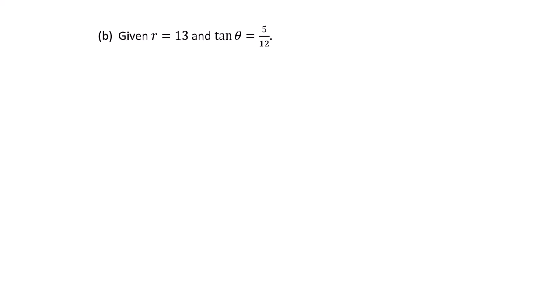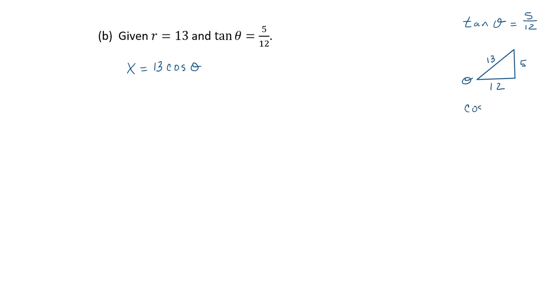Now let's find the rectangular form of the complex number with r equal to 13 and tangent of theta equaling 5/12. So I know again that my x is r cosine theta. R is 13, but I don't know what my theta is. Now, tangent of theta is 5/12. So using some right triangle trig, if this is theta, then the opposite over adjacent is 5 over 12. Using the Pythagorean theorem, the hypotenuse would be 13.